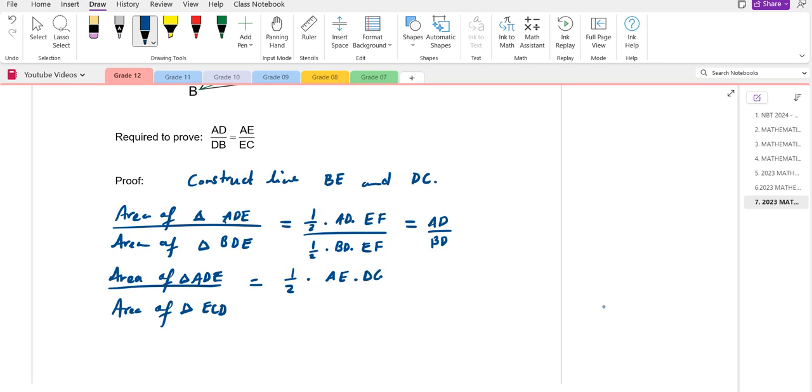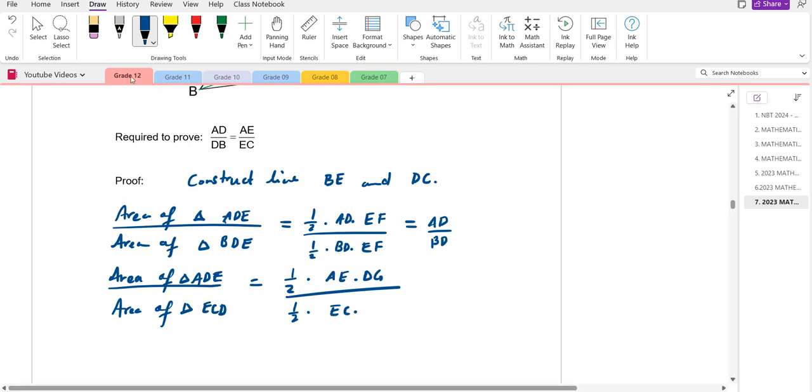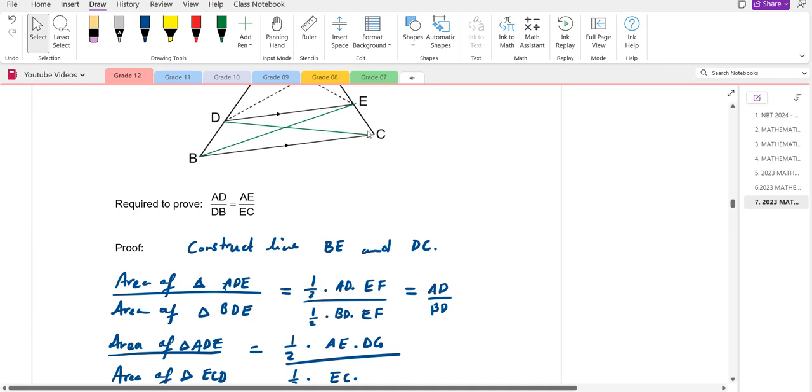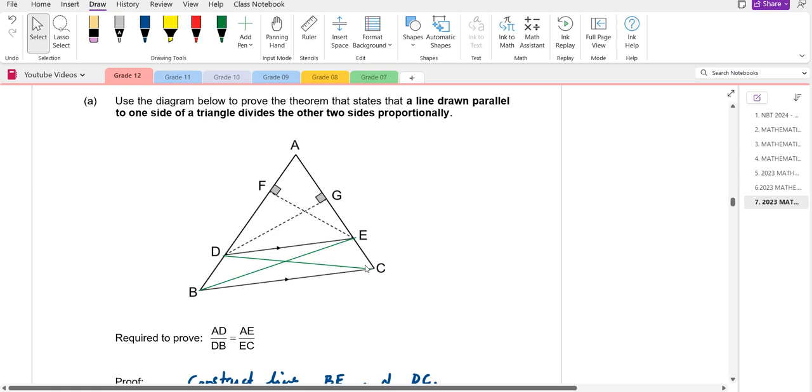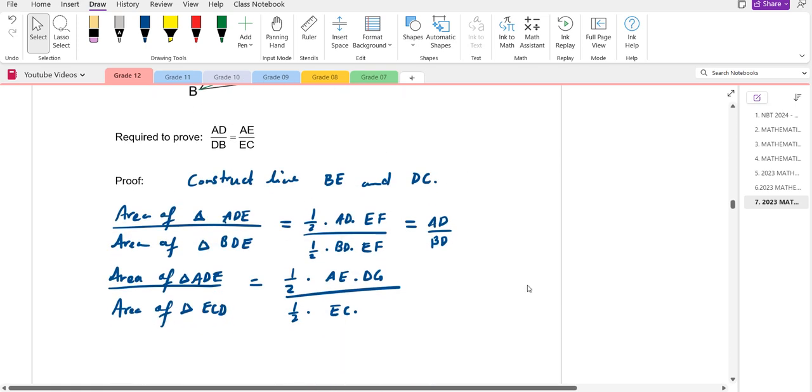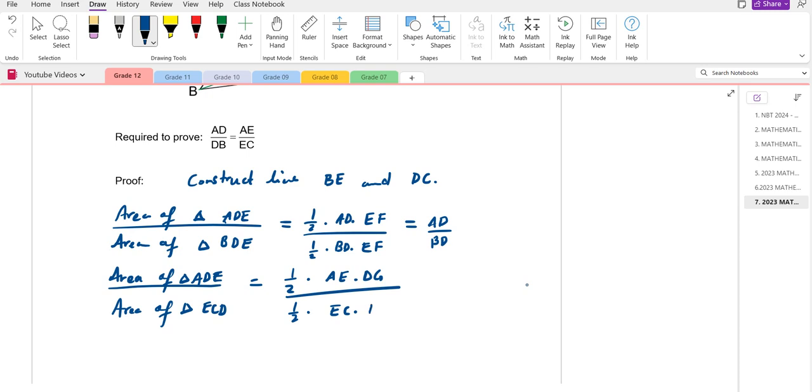Right, so AE times DG over half EC. See the base of the bottom triangle, ECD, is EC, times DG is the height of the second triangle here, right? Which is also the height DG. So we can see, remember to cancel these out, those cancel out, right? So those are the cancellations. So AE over EC. Right, so that's what you have.